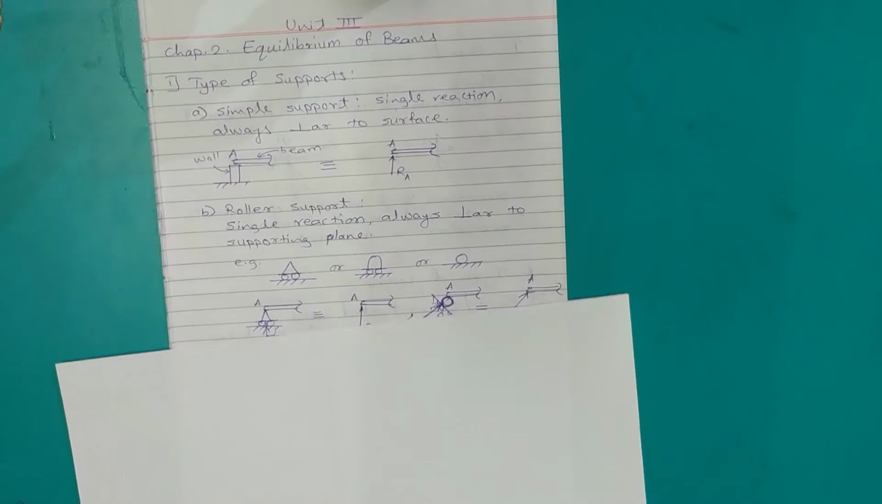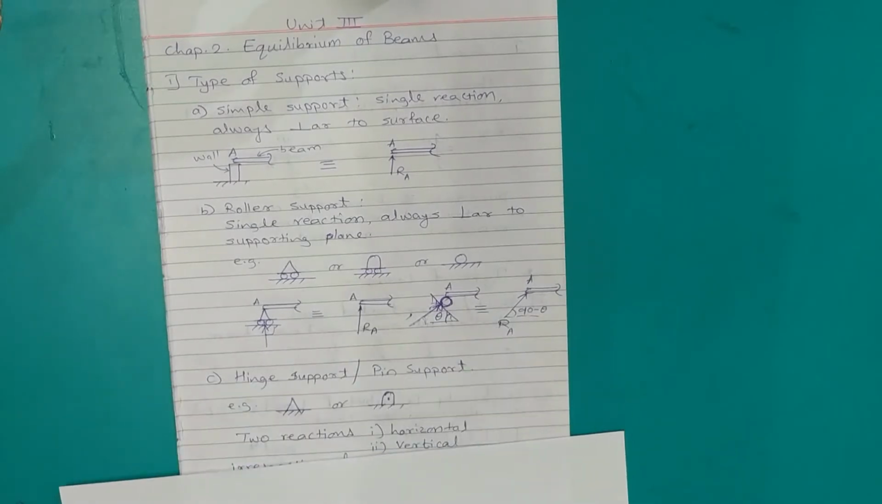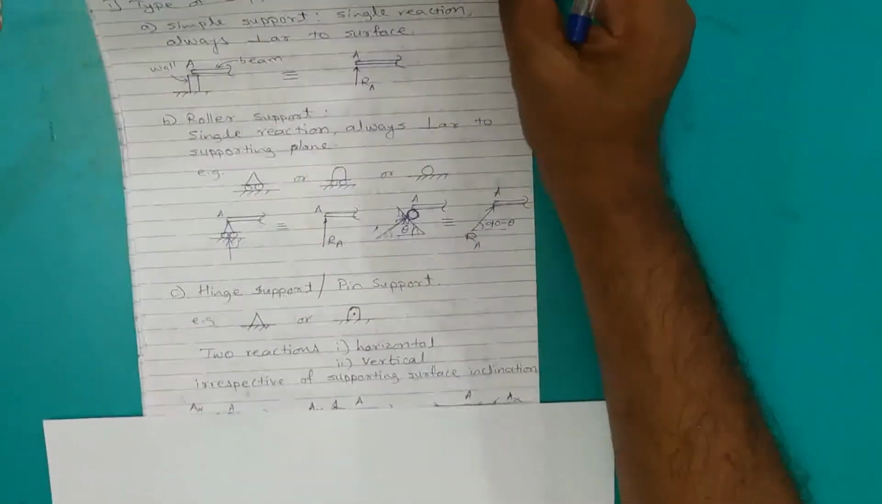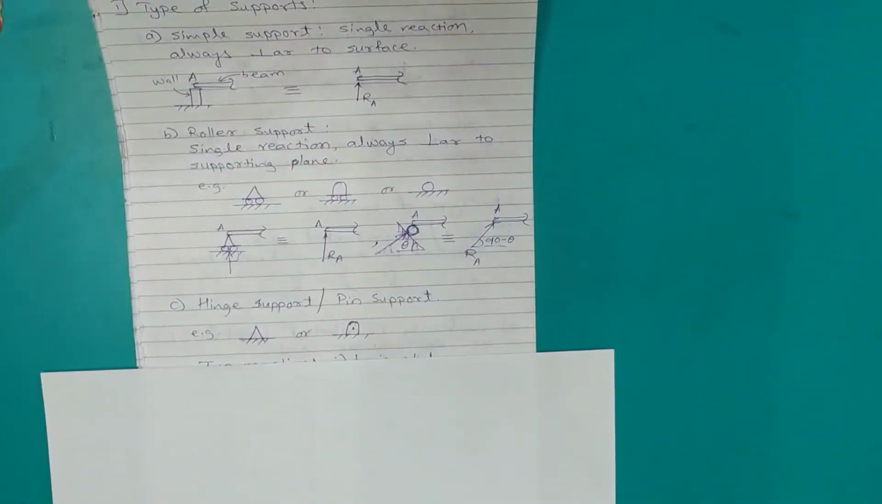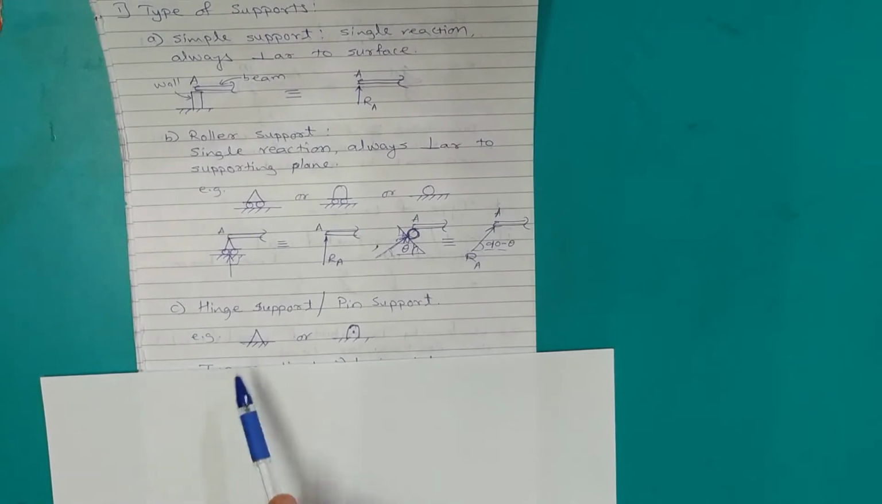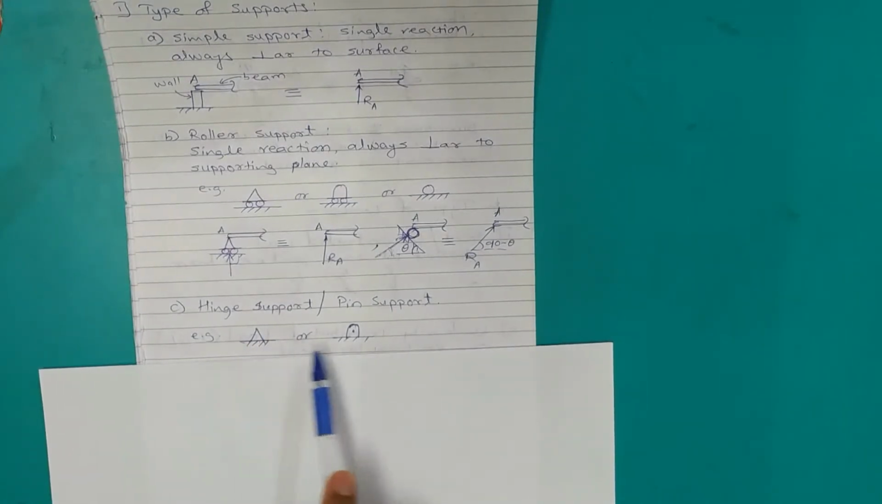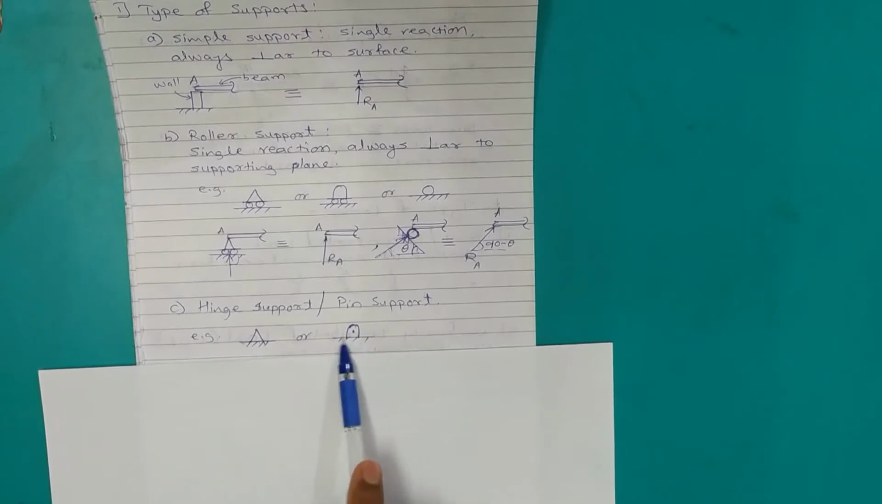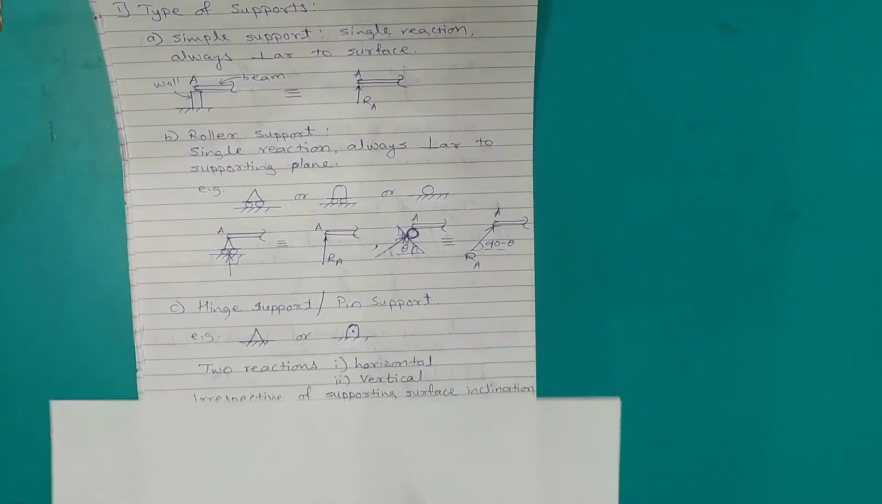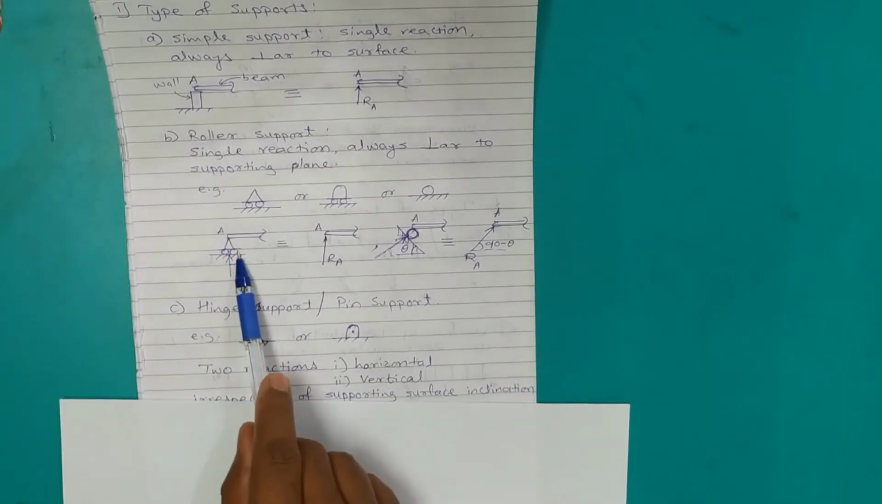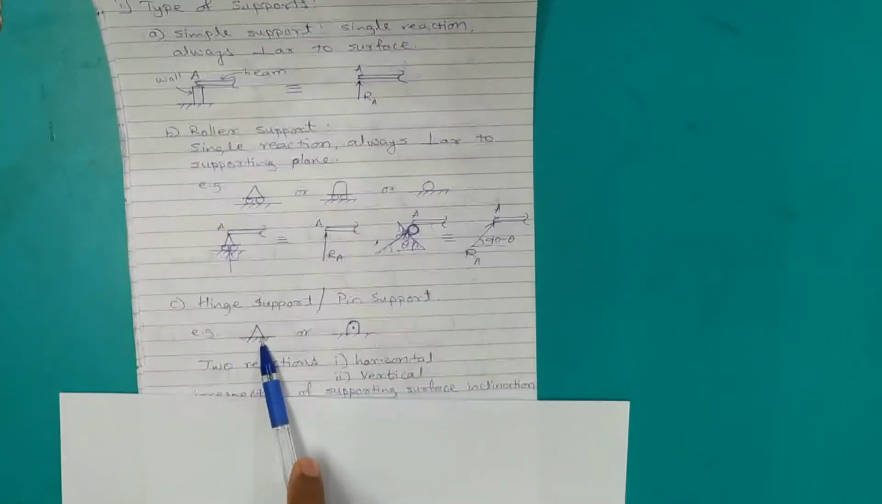Okay, moving to the next type of support, which is hinge, or let's say pin support. It is also called a pin support. Generally, the symbol for hinge or pin is something like this: a triangle kept on a surface, or let's say this particular symbol kept on a surface. We are not showing any rollers here. We are not showing such circles in the symbol of hinge.